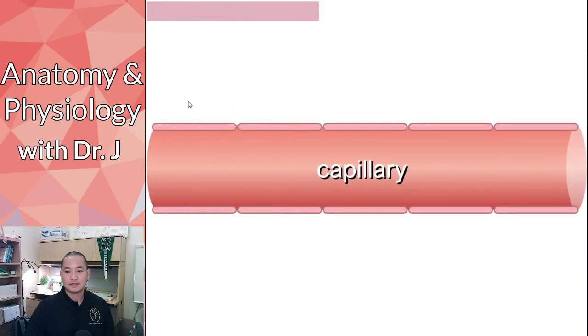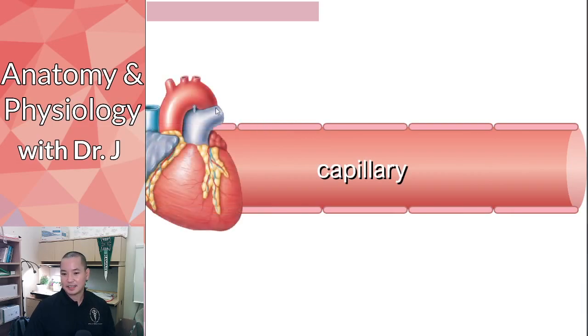Now what we have here is a very cartoony diagram of a capillary. And here we have our heart. Remember, our heart is that big pump and it's generating that blood pressure. So the heart is generating that pressure throughout your circulatory system, including your capillaries, driving and pushing that blood through.